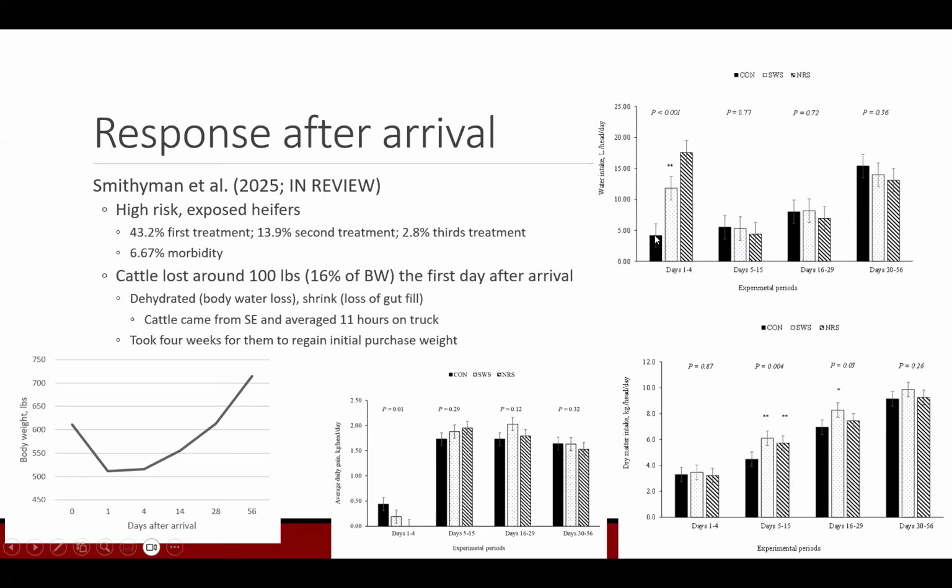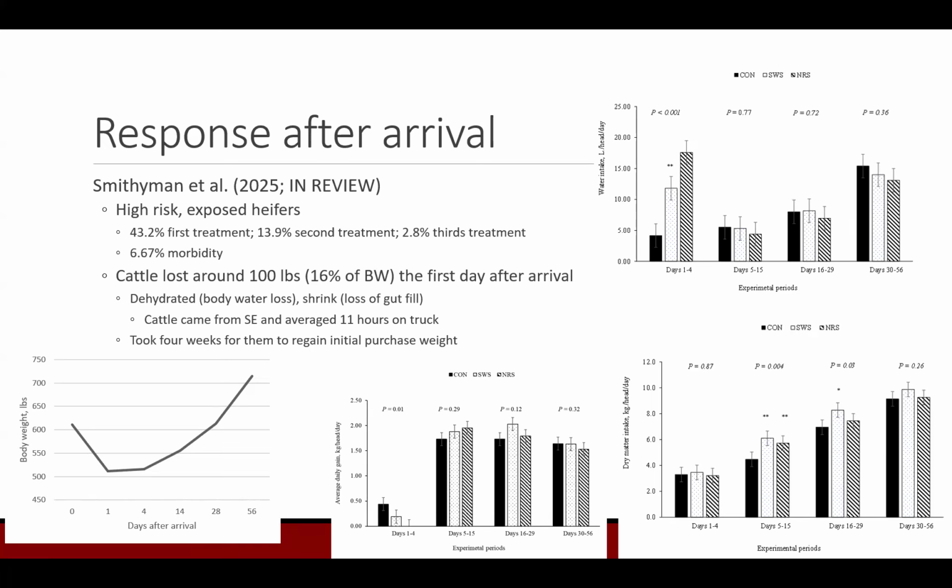Okay. All right, this control, they just had the water trough that was standard for the feedlot. This supplemental water source, we added an additional water trough to just increase the linear space of the water trough. And then this treatment here, we had supplemental water plus an electrolyte mix within that supplemental water source.